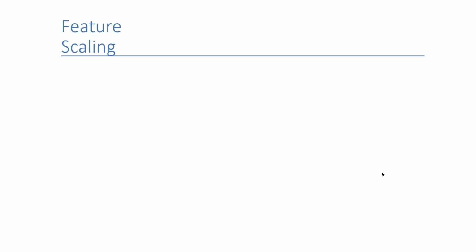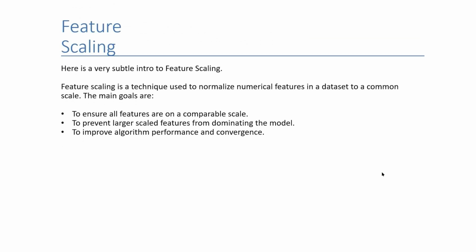Let us learn what feature scaling is. Feature scaling is a technique to normalize numerical features in a dataset to a common scale. Everywhere we are getting this word scale. So what is the scale? Suppose in our dataset we have 3 columns, and in each column the values are in different ranges. Suppose in the first column the values are in millions, in the next column the values are in hundreds, and in the other column the values are in thousands and 10,000s. So we have 4 different scales.